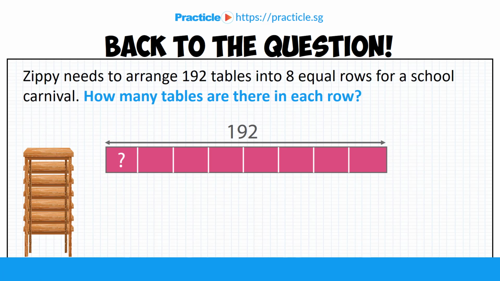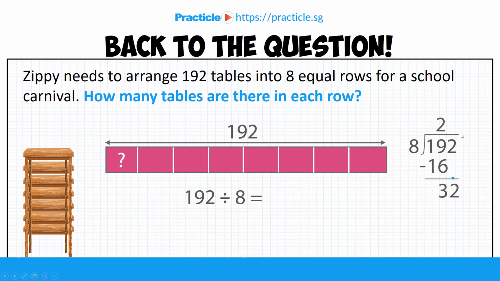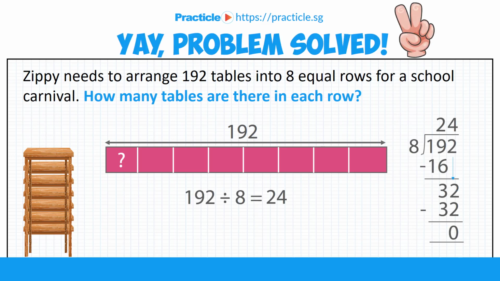Looking at our model, what do you think we should do to find the value of one part? Should we add, subtract, multiply, or divide? I hope you said divide. If you did, well done on answering that right. Now let's work out what 192 divided by 8 is, alright? And looks like we are done with our calculations. 192 divided by 8 gives us 24. And that's the number of tables in each row.